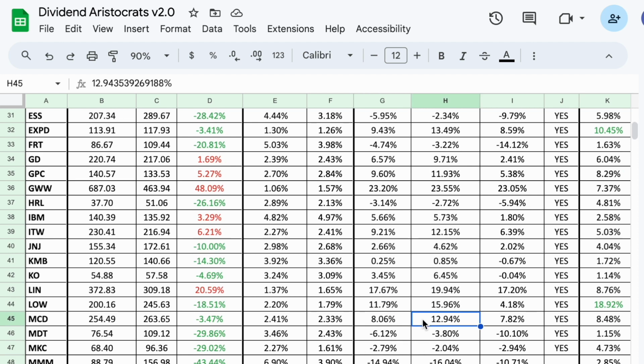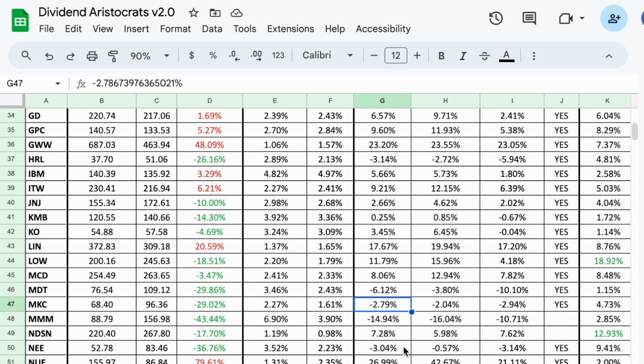McDonald's passes the test with a return of 12.94% while undervalued, compared to 8.06% overall. Medtronic passes the test with a return of minus 3.8% while undervalued, compared to minus 6.12% overall. McCormick passes the test with a return of minus 2.04% while undervalued, compared to minus 2.79% overall.